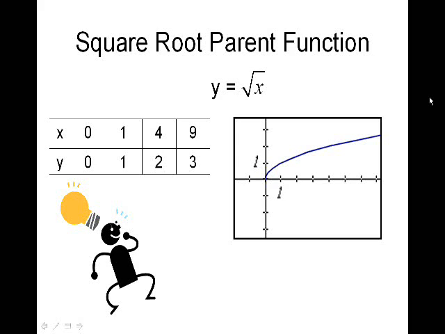Just a friendly reminder, here's the square root parent function y equals the square root of x, and we've talked about this I think in the first 6 weeks, so it's been a little while. But we have this graph, and these are our parent points. So we're looking for a graph that looks something like this, even though it may be moved around a little bit.